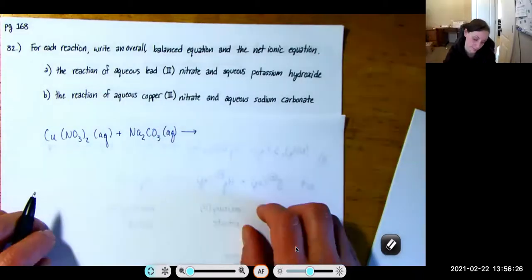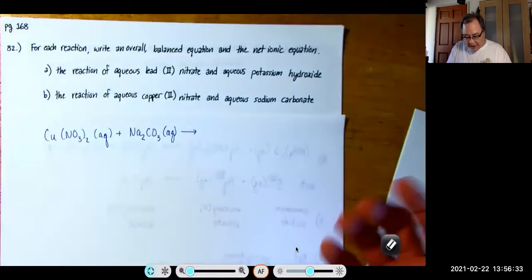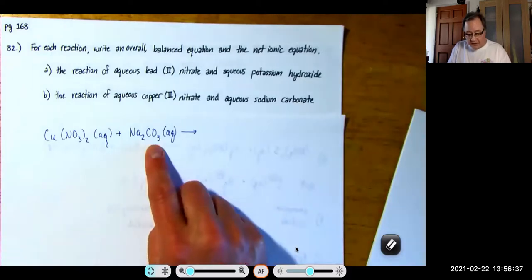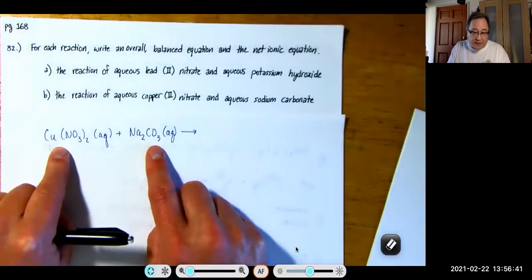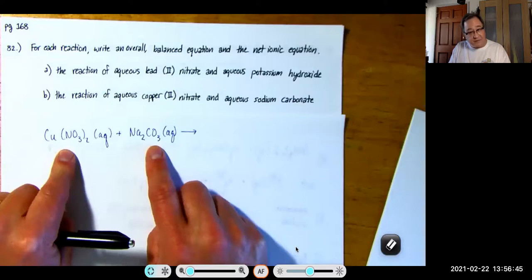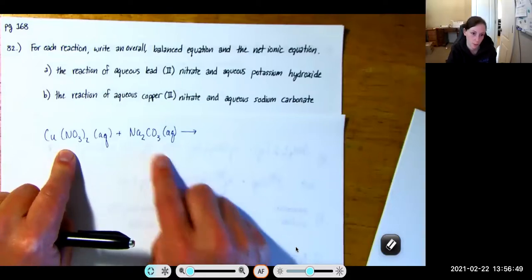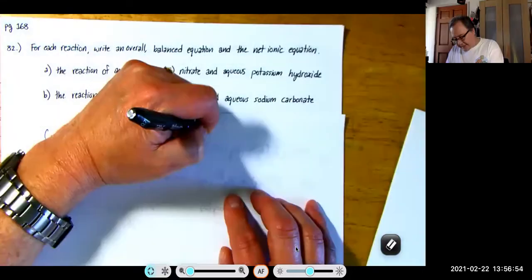Okay. So this looks like another precipitation reaction. There is the carbonate there, which makes you think maybe it's a gas forming. However, we need an acid over here for it to be a gas forming, and this is not an acid. Fair enough? So we're going to have copper 2 carbonate as a solid, right? Yes.